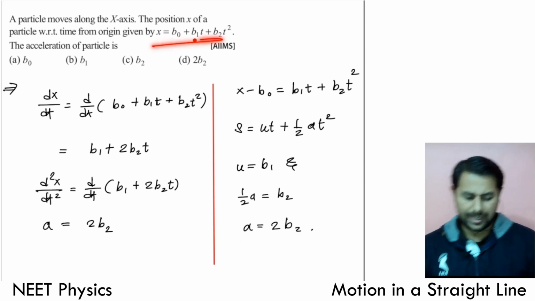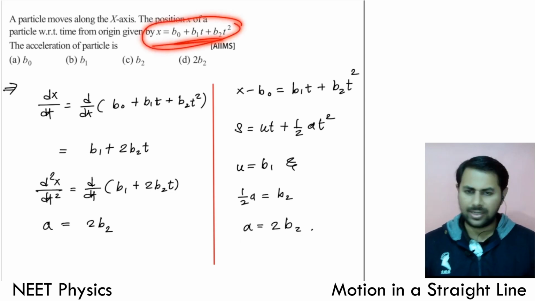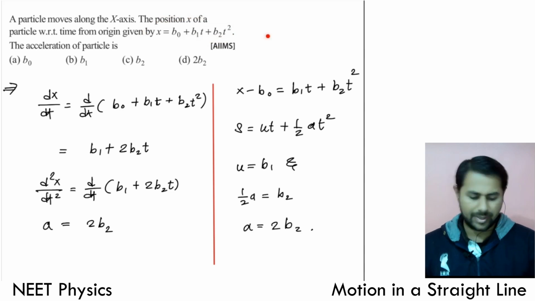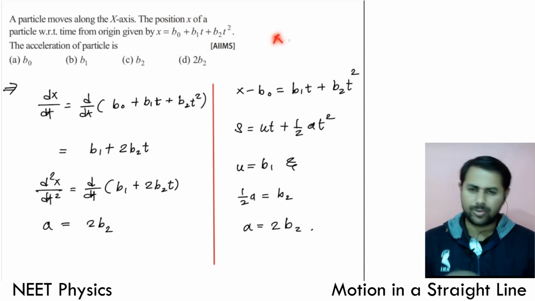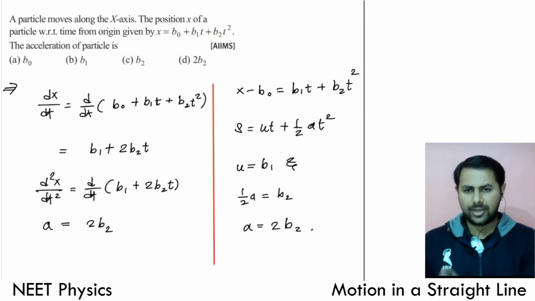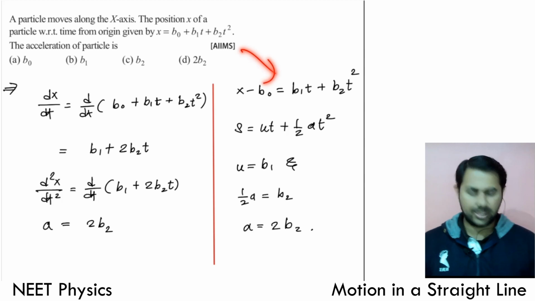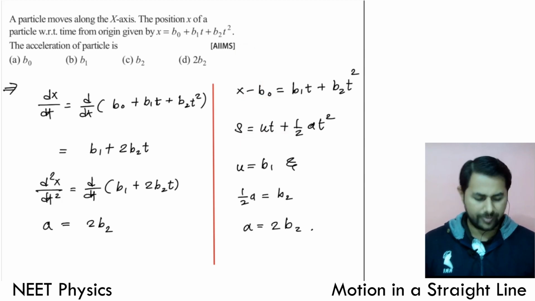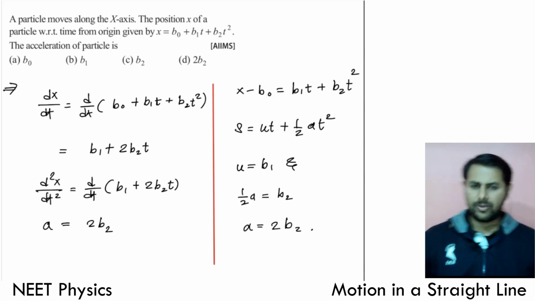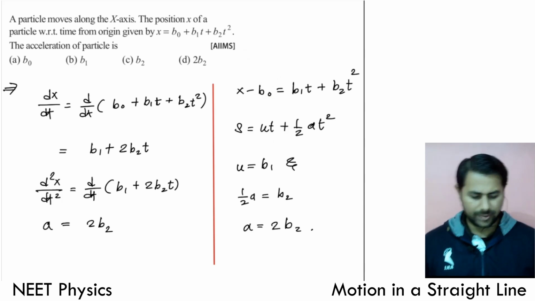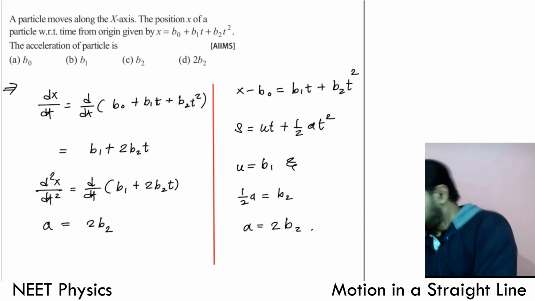And if there is an equation like this, I mean x is proportional to t square, or there is some term containing t and some term containing t square, then you can just compare it with s is equal to ut plus half at square to find out initial velocity as well as acceleration.